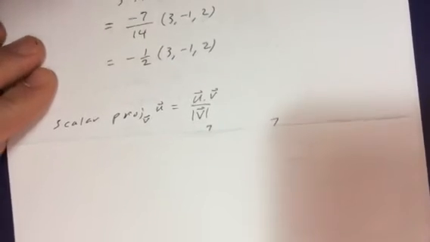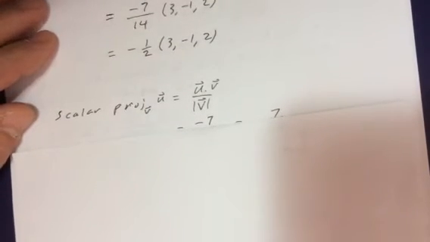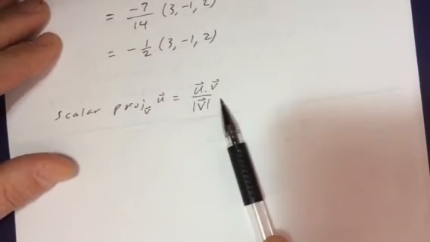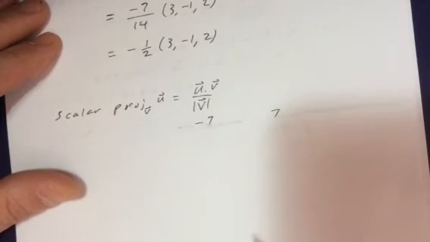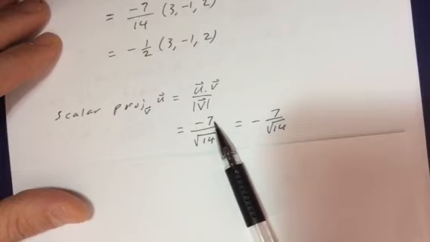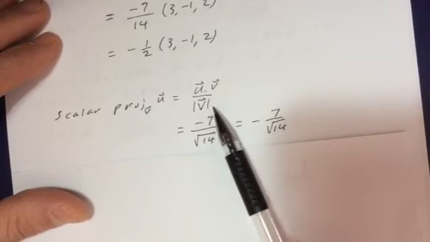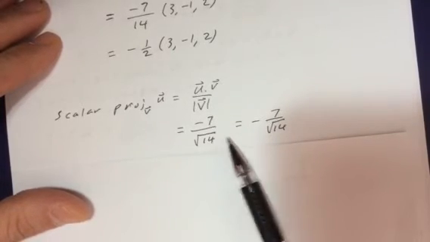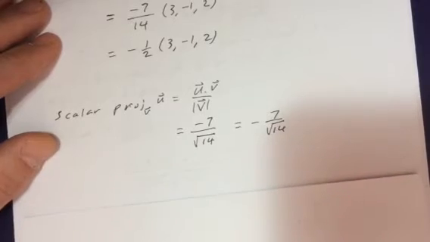What about the scalar projection of u onto v? Well, here's the formula that we have for that. And we plug the numbers in. u dot v was negative 7. Magnitude of v was root 14. Plug it in, and that's what we get for that.